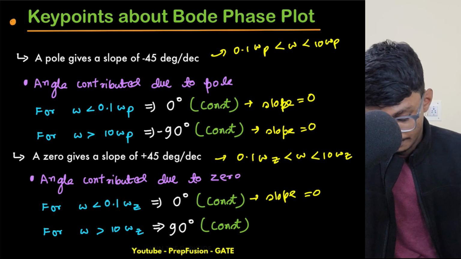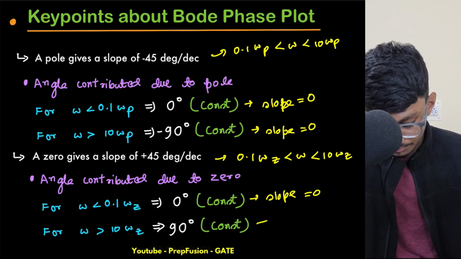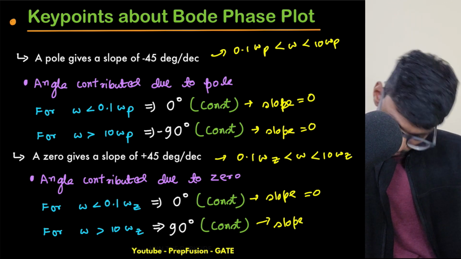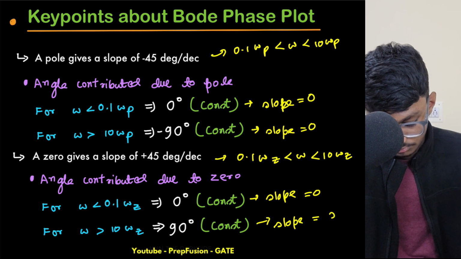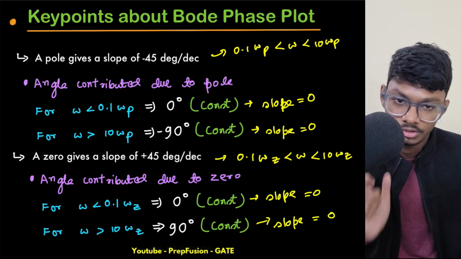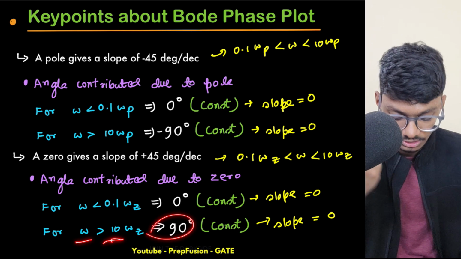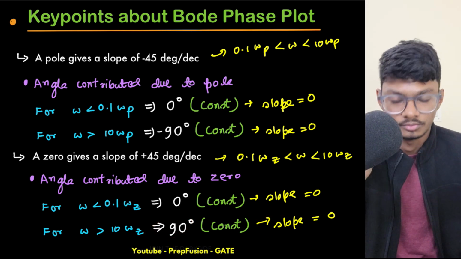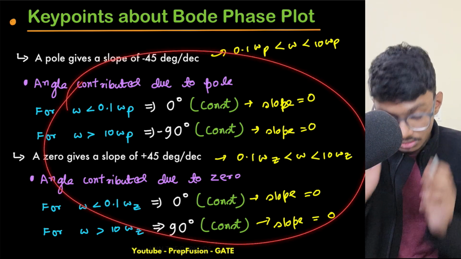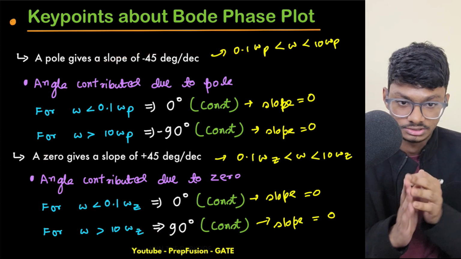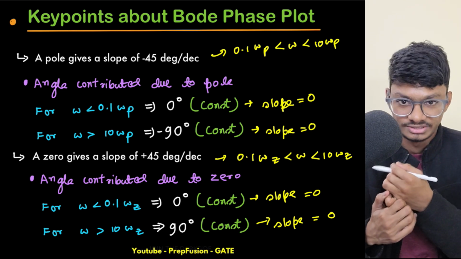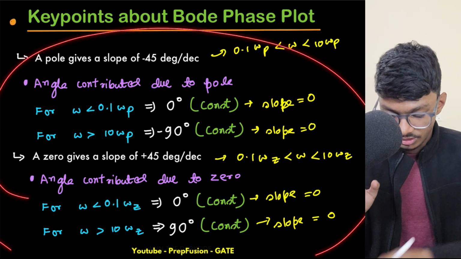Slope is 0 obviously, and here my slope is again 0. The angle contributed is 90 as omega is greater than 10 omega z, and here the slope is 0, and here the slope is 0 again as omega is less than 0.1 omega z. So this is very important. Do understand this. Questions have come in Bode phase plots and people have messed up, so you have to read all these points very carefully.